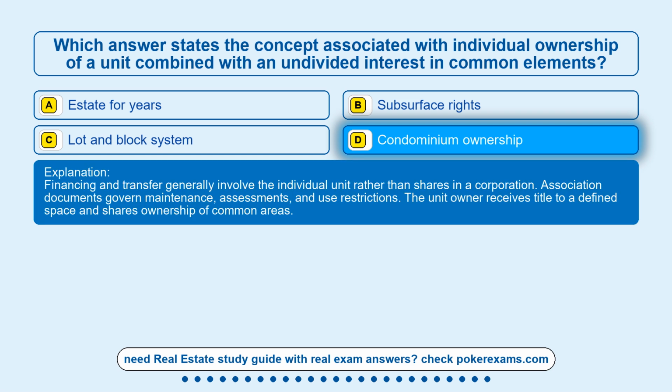Financing and transfer generally involve the individual unit rather than shares in a corporation. Association documents govern maintenance, assessments, and use restrictions. The unit owner receives title to a defined space and shares ownership of common areas.